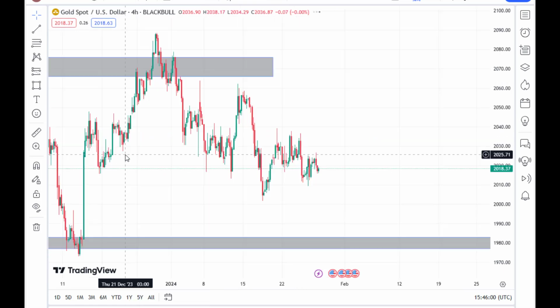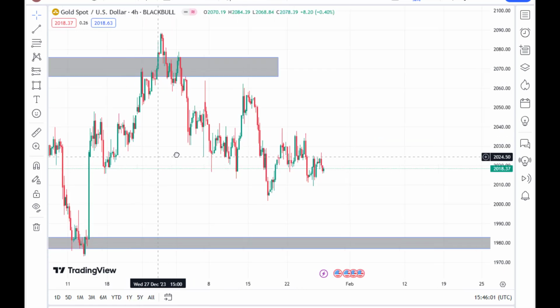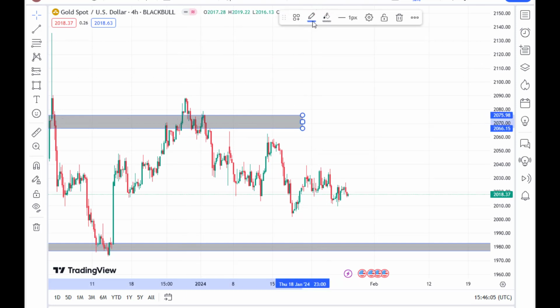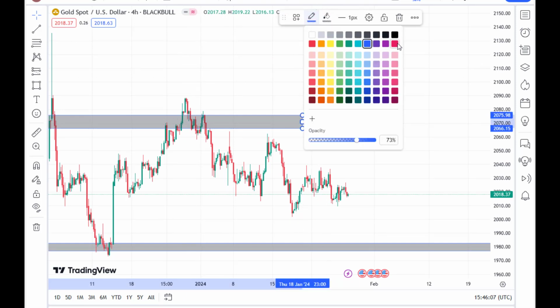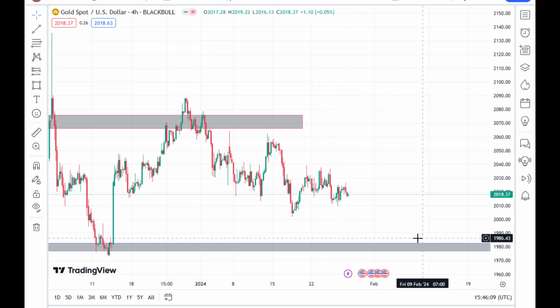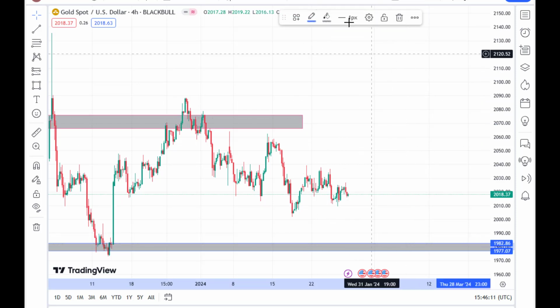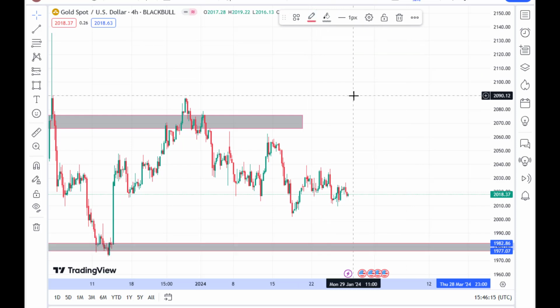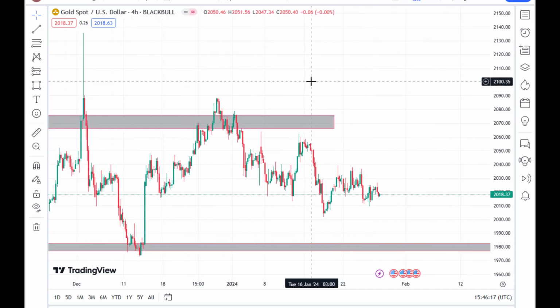Once you are done marking the zones that you see, you can drop further to the 4-hour time frame, and from the 4-hour time frame you can mark again. Now you can decide to change the color of these daily time frame zones. You can put them red, so that whenever you see them, you know exactly which time frame you are marking from, because the bigger the time frame, the stronger the zone.